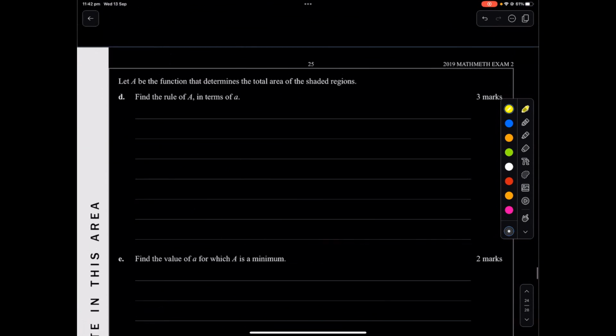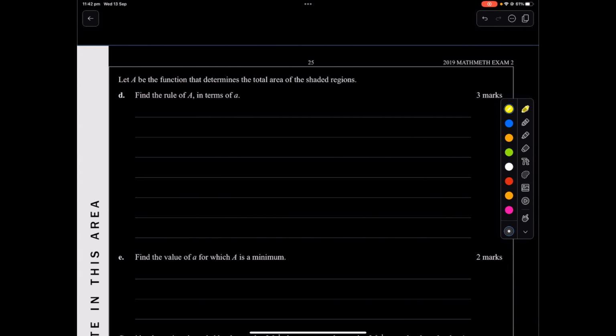Alright, that's the last page. Wow, okay. So let A be the function that determines the total area of the shaded region. Find the rule of A, so in terms of a.